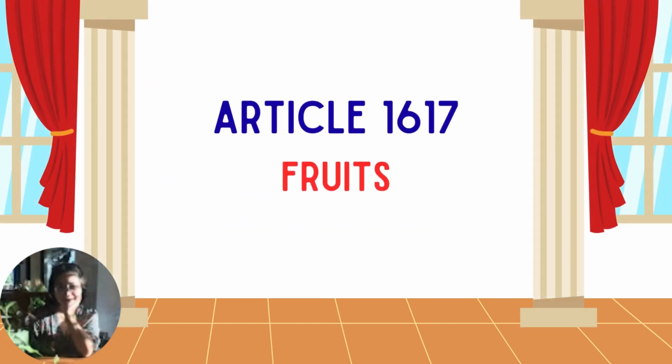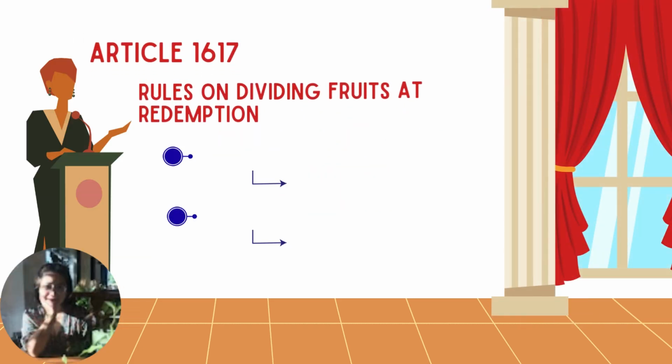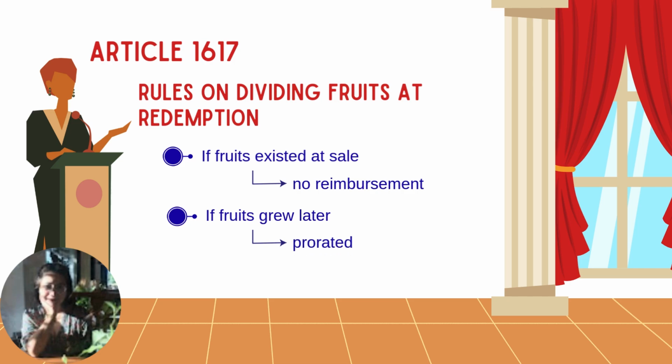Article 1617, Fruits. This article governs how fruits growing on land are treated at the time of redemption. So if the purchaser did not pay indemnity for the fruits that existed at the time of the sale, there shall be no reimbursement of those fruits that existed at the time of redemption.